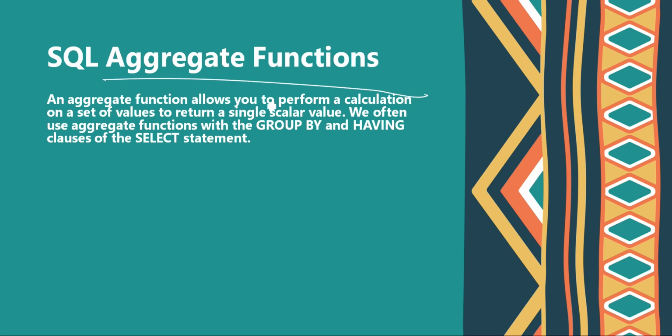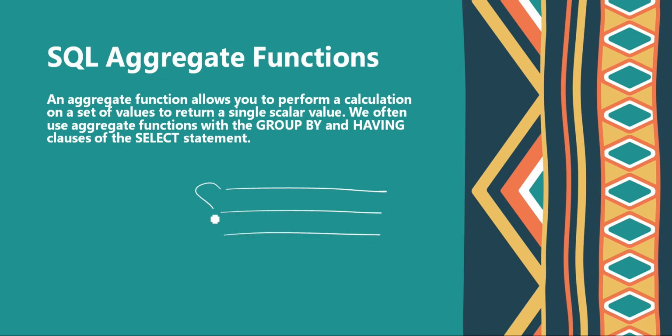Now aggregate functions. An aggregate function allows you to perform a calculation on a set of values to return a single scalar value. Scalar means only one. We have basically already used minimum, maximum, count. These are all termed as aggregate functions, because the first thing it is going to do is group the rows, and based on that group it is going to return some minimum or some maximum values.